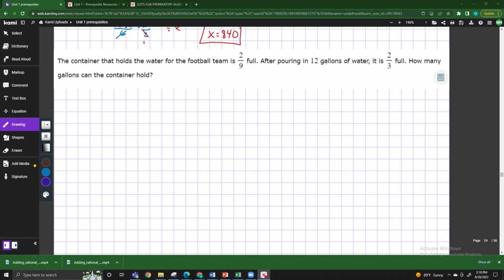The container that holds water for the football team is 2/9 full. After pouring in 12 gallons of water, it is 2/3 full. How many gallons can the container hold?